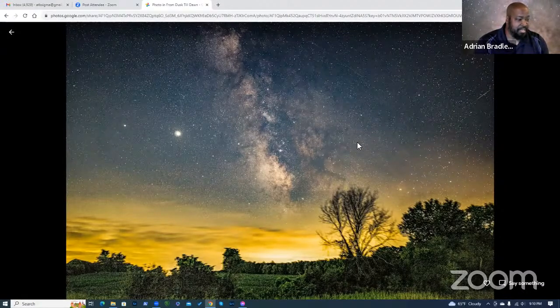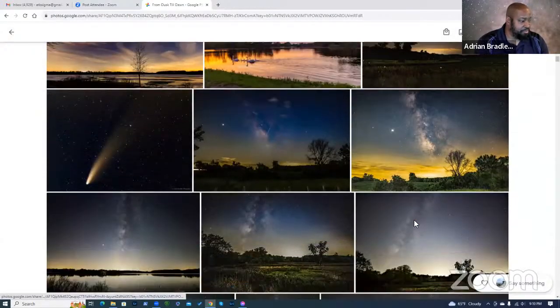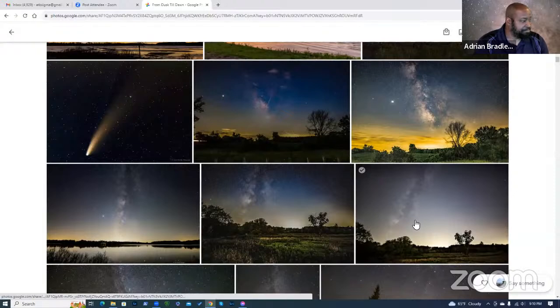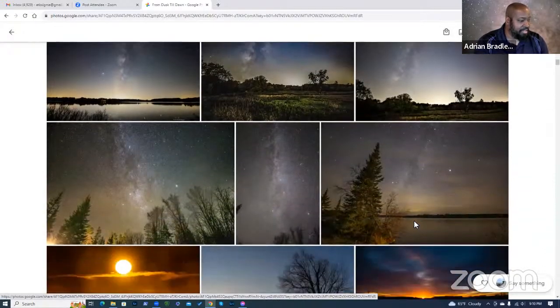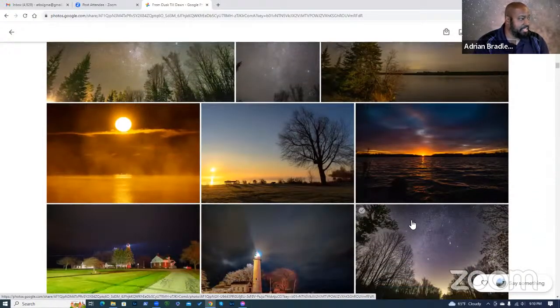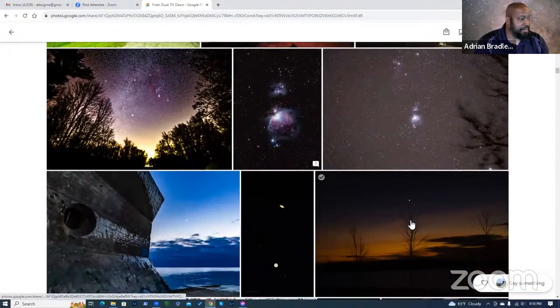So getting meteors, faint meteors, is not too tough to do. It's whether or not you get a bright fireball. So I've yet to get super bright fireballs.